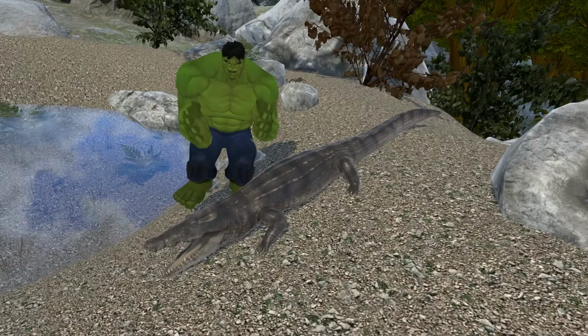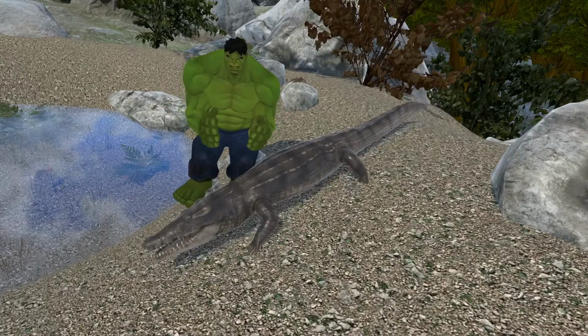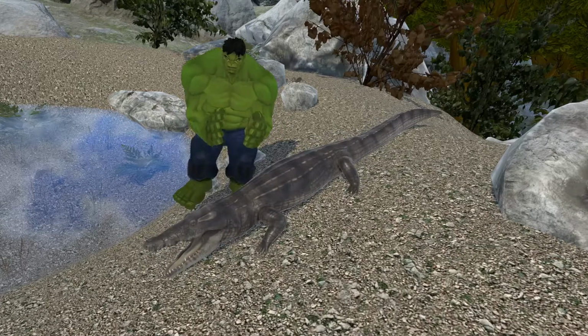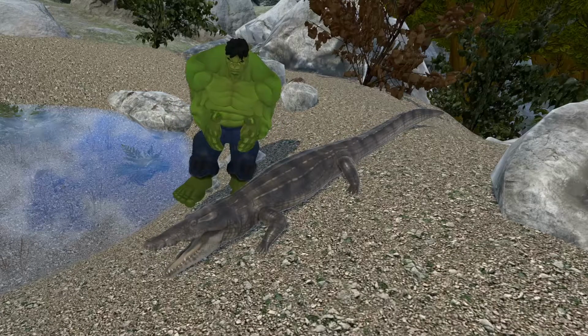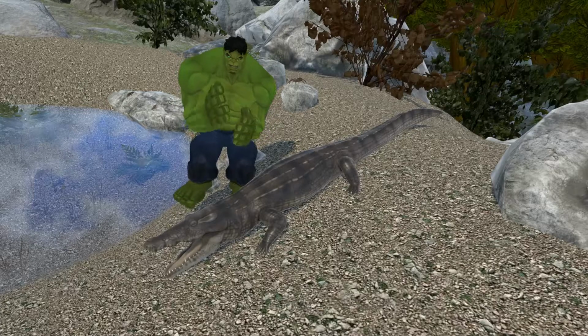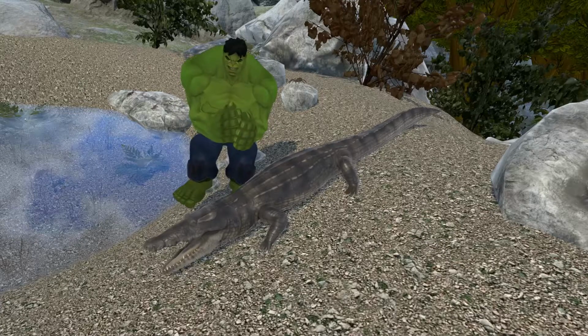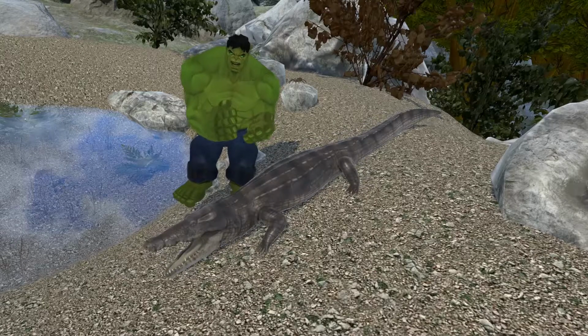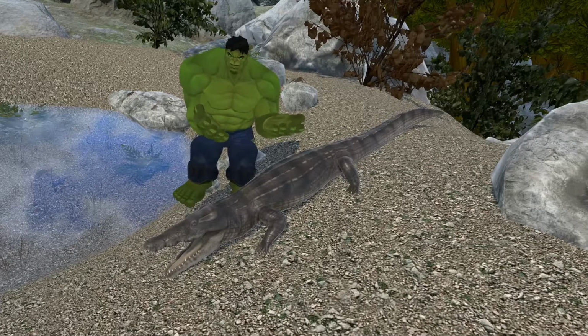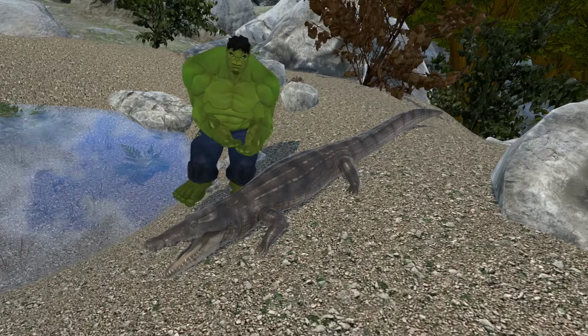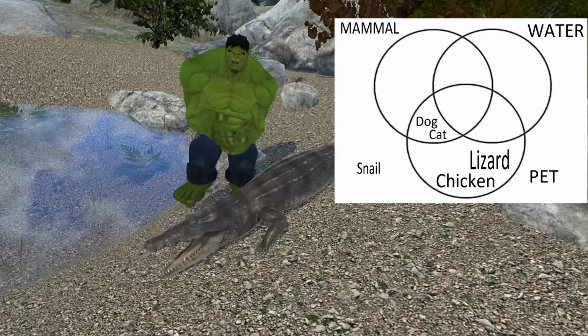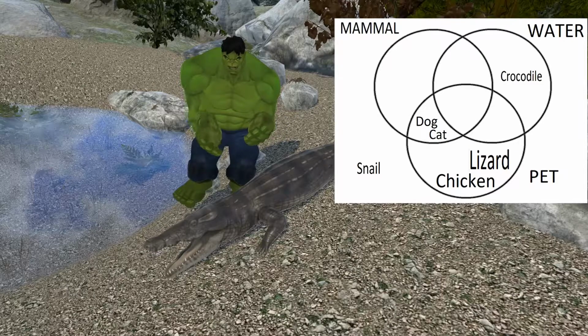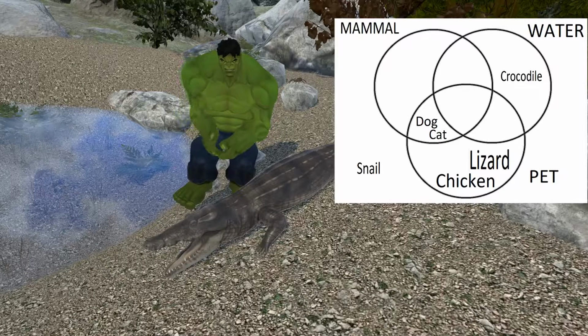Crikey, we have a crocodile right here. Now a crocodile is not a mammal, it's a reptile. I don't know about you, but I'm going to say no to a crocodile being a pet. It can, however, live in the water. Comes out occasionally, but can. So we're going to pop it in the lives in the water circle. Let's get going before I upset it.